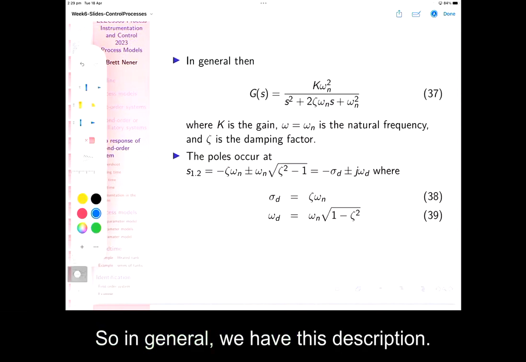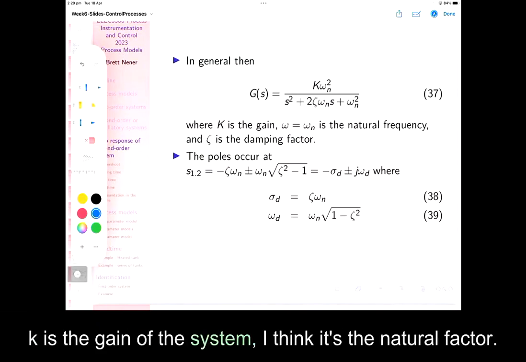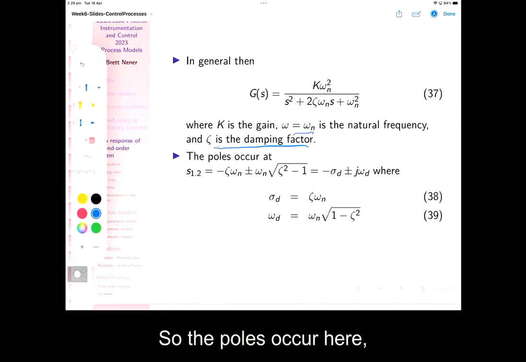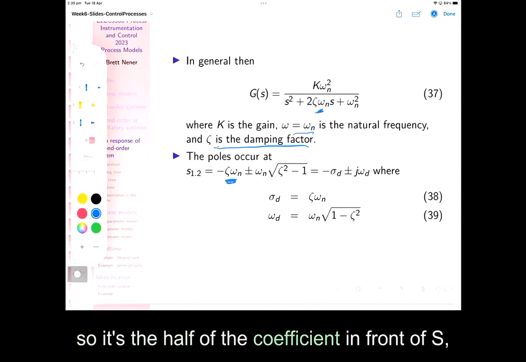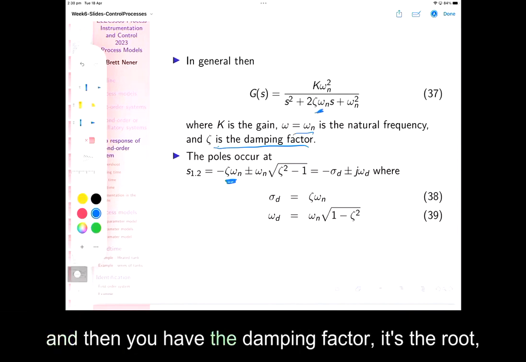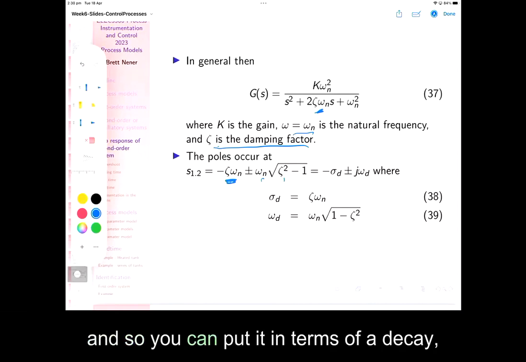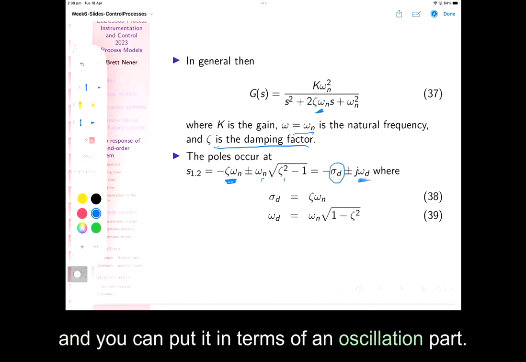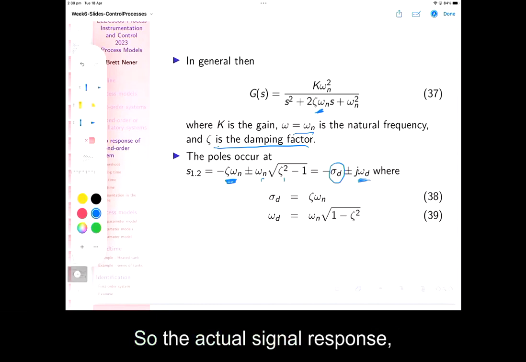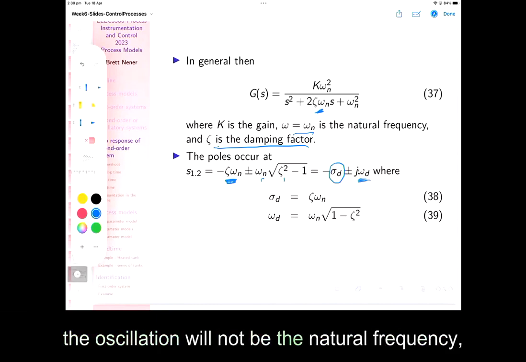So in general, we have this description. K is the gain of the system, omega n is the natural frequency. So the poles occur here. It's half of the coefficient in front of S, and then you have the damping factor and a square root, and so you can put it in terms of a decay part and an oscillation part. So the actual response's oscillation will not be at the natural frequency, it'll be something else.